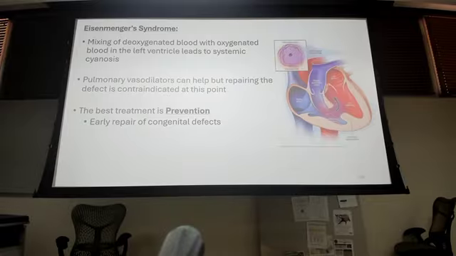And the best way to treat this is to prevent it from happening in the first place. So if you have a patient who has an identified congenital heart disease that is not healing on its own, then they need surgery to fix it, because once they develop Eisenmenger syndrome, it is exceedingly difficult to correct this condition.